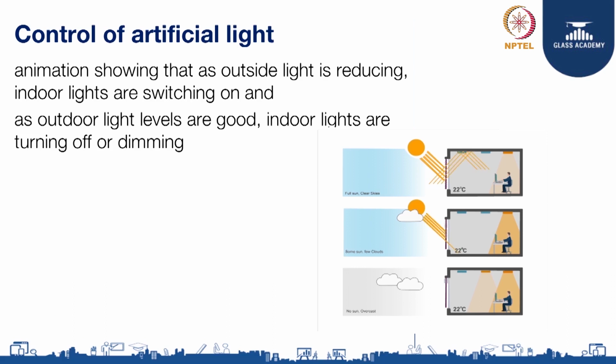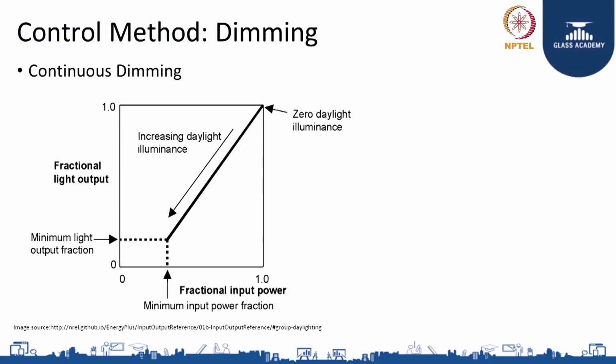So we understand that the outdoor daylight conditions would be changing throughout the day, and then the artificial light has to respond to it. So what are the methods by which we can control the artificial light? There are basically two common methods. One is dimming, in which we dim the light output from the artificial light.